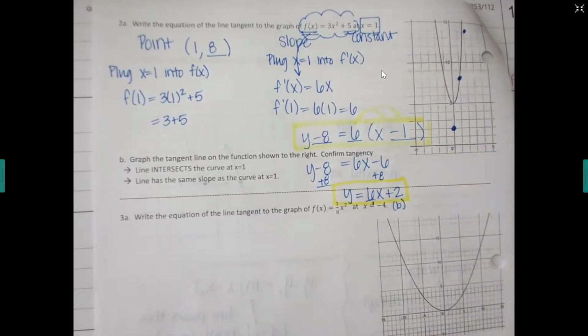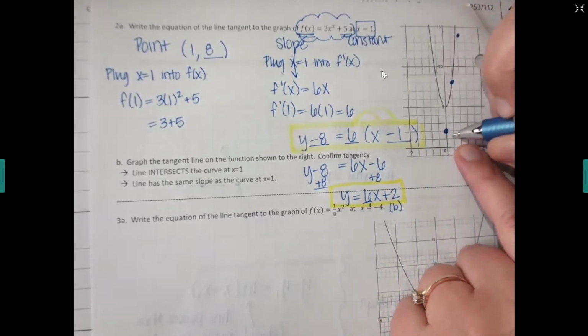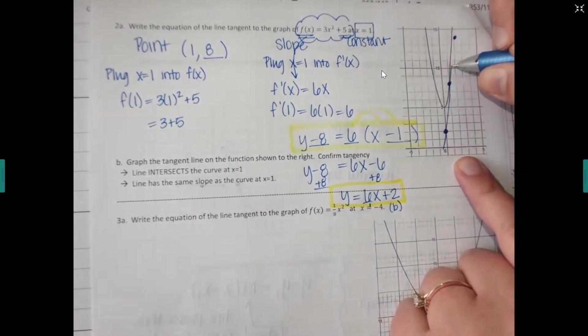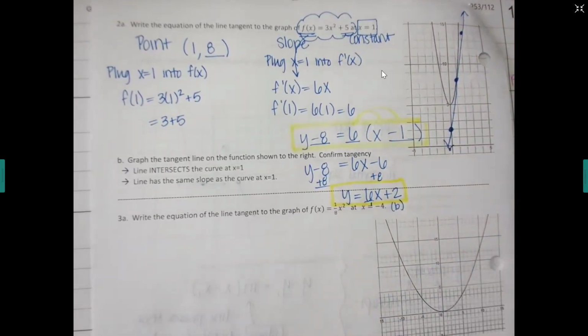And then when you draw your graph, it should just perfectly touch the function at one point, and it should perfectly match how steep the parabola is at that spot. Okay, because that's what we said a tangent line is last time. So it should touch at (1, 8), and it should have the identical slope to how steep the parabola is at that same spot. Questions on that?